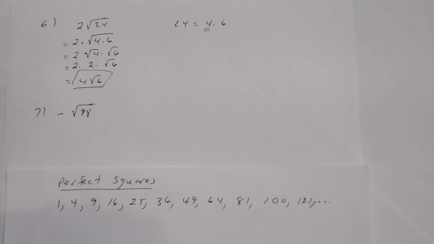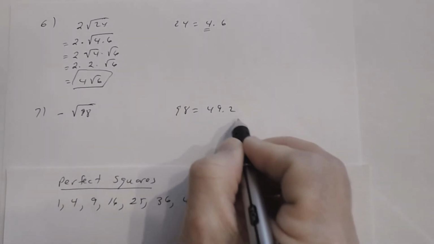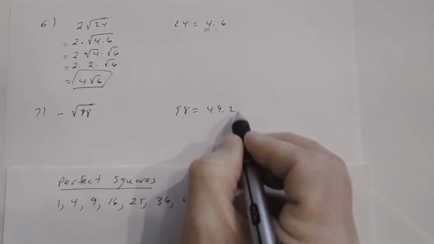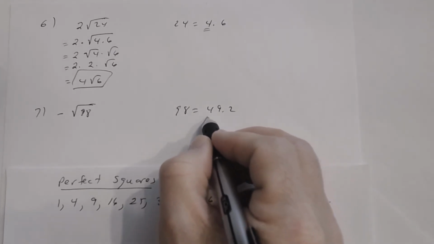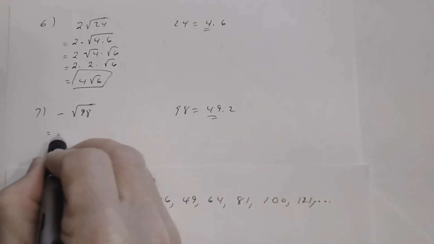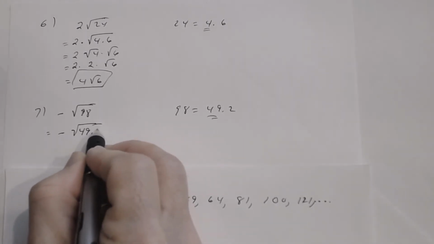Yep, there we go. So 98 we know is 49 times 2. And for 2, there is no perfect square other than 1 that divides into 2 evenly. So there's the largest right here. This is the largest. Therefore I'm going to rewrite this as negative square root of 49 times 2.